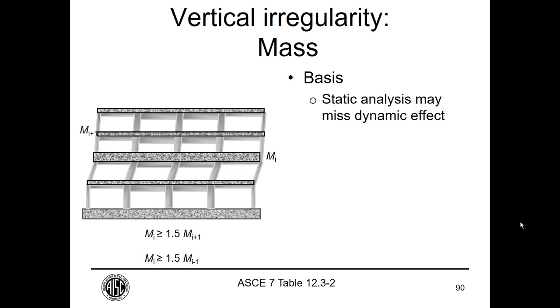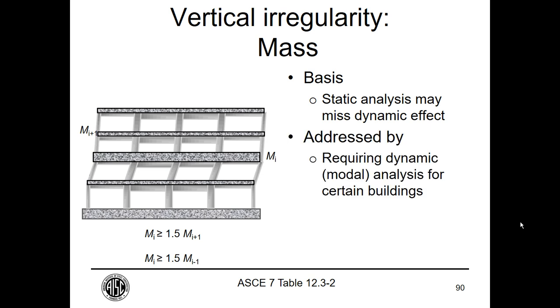Mass irregularity, there can be a dynamic effect. If we have a huge mass in the middle of the building, greater than, say, 150% of adjacent stories, we do a dynamic analysis and we pick up on that effect.